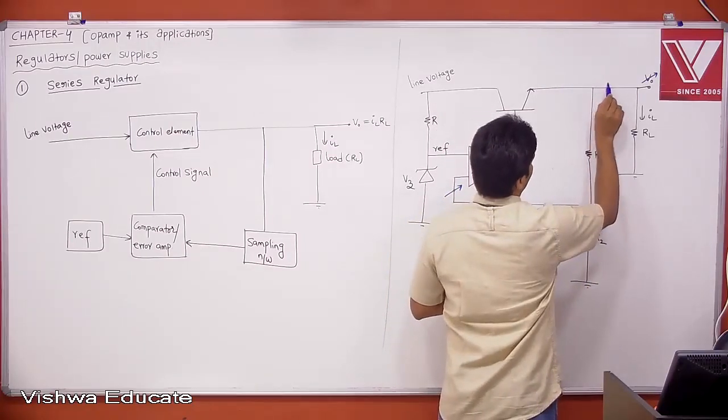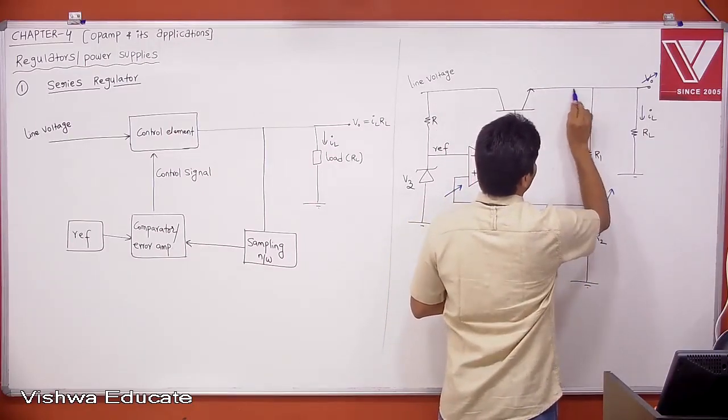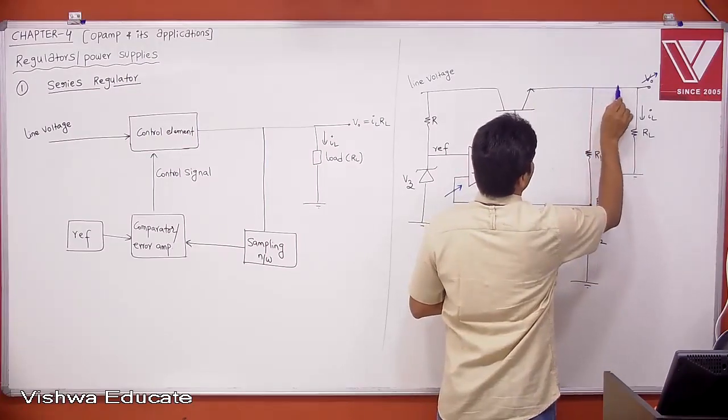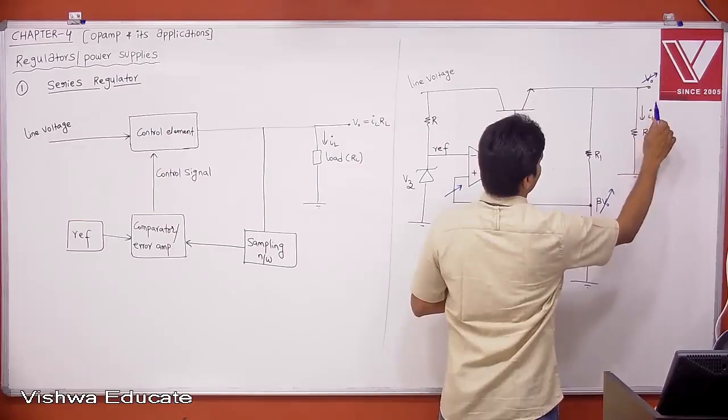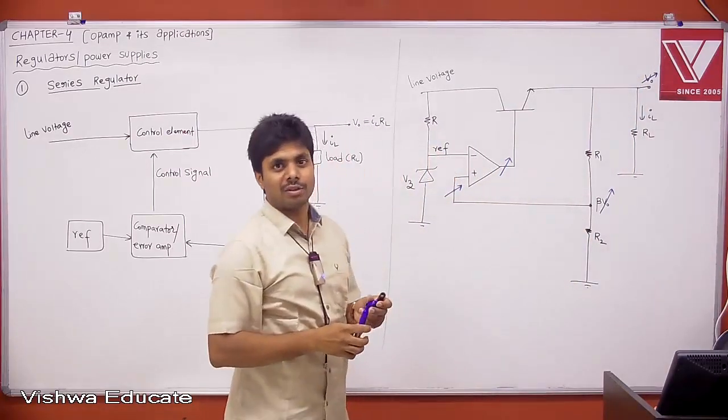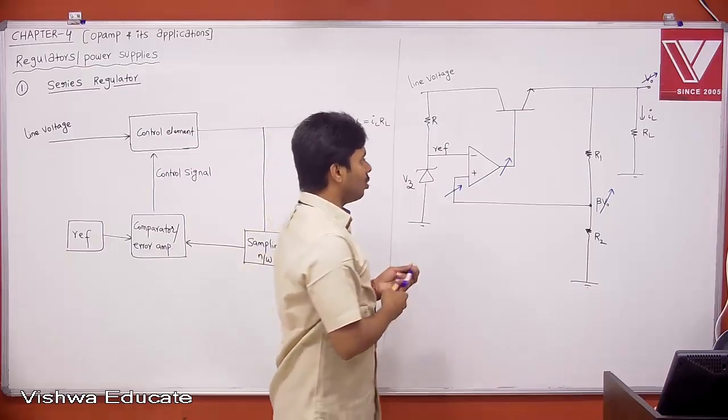The same current is flowing into the load. Therefore, your emitter current is nothing but your load current, neglecting this current. Therefore, if the current is increasing, emitter current is increasing, your load current is increasing. When load current is increasing, the drop across IL will increase, V0 will increase. Therefore, it is now in positive feedback, which we don't want. Right? I hope everyone understood.